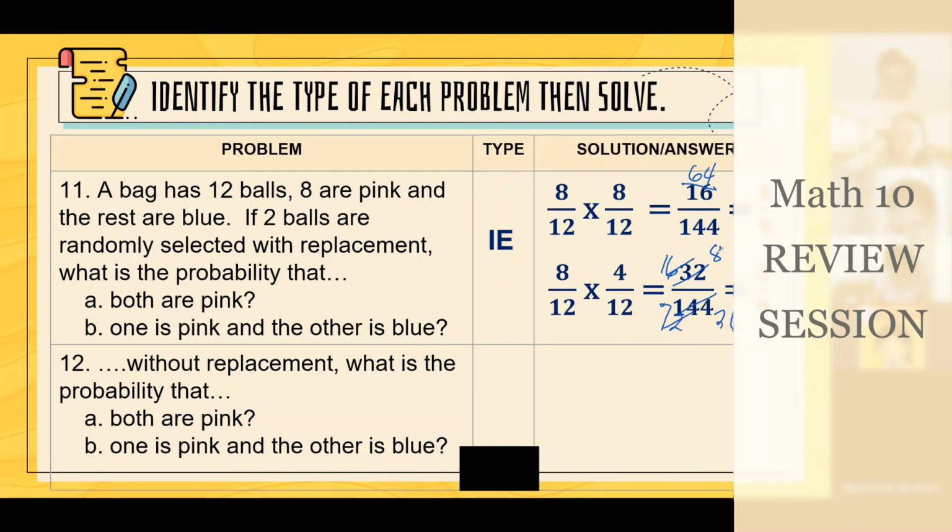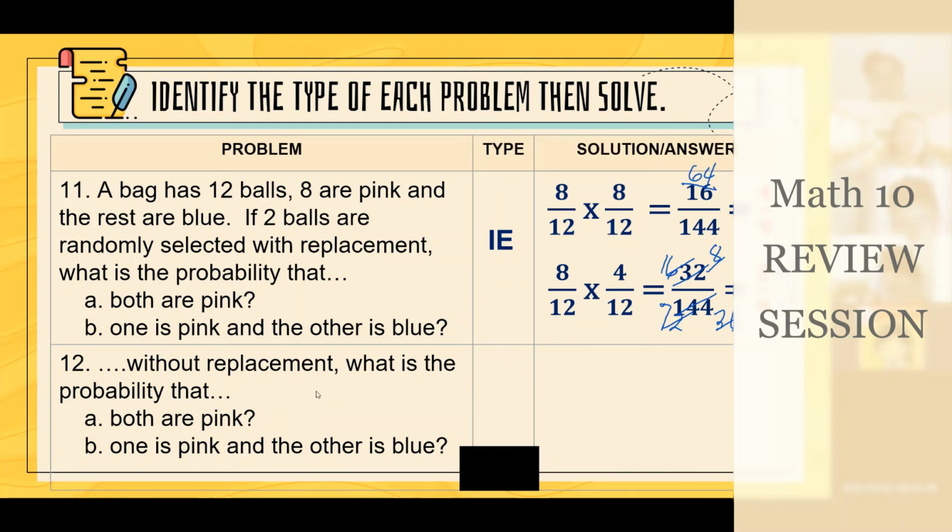And then 8 over 36, pwede nyo nang isipin agad, divide nyo sa 4. 8 divided by 4 is 2. 36 divided by 4 is 9. So, it's 2 over 9. If you are very good in multiplication tables since elementary, then it's easy for you to reduce to lowest term. So that's 2 over 9. Next.